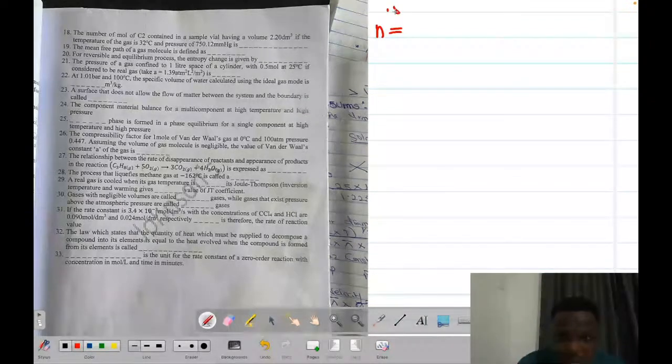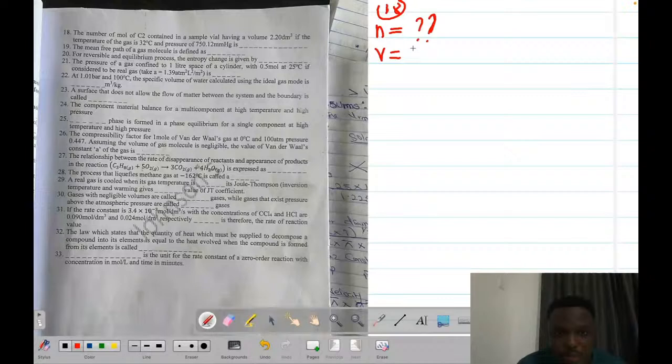All right, now look at this next question that says the number of moles of gas contained in a sample vial having a volume of 2.20 dm cube if the temperature of the gas is 32 degrees Celsius. First thing first, they are asking us to solve for the number of moles, for question number 18.